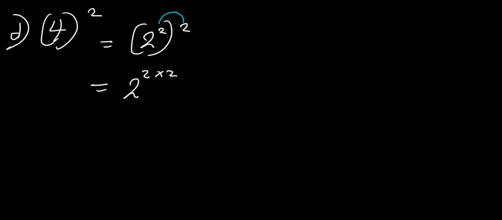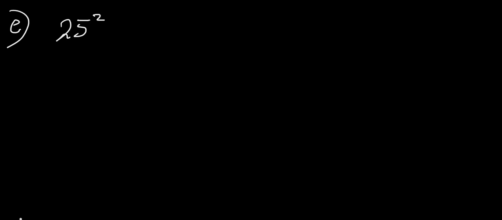Over here we have 4 in parentheses, exponent 2. So we can break the 4 into 2 exponent 2 in parentheses, exponent 2. So next is to use this 2 to multiply this. So this will be 2 exponent 2 times 2, which will finally give you 2 exponent 4. Final answer.